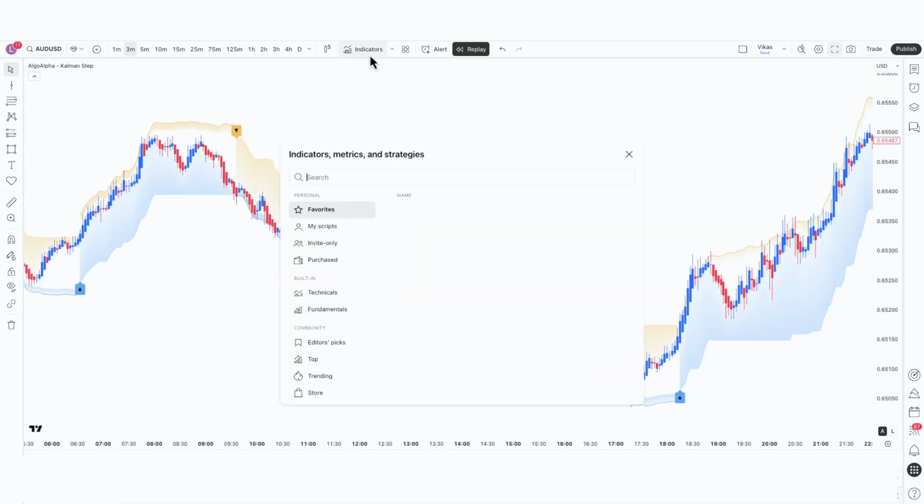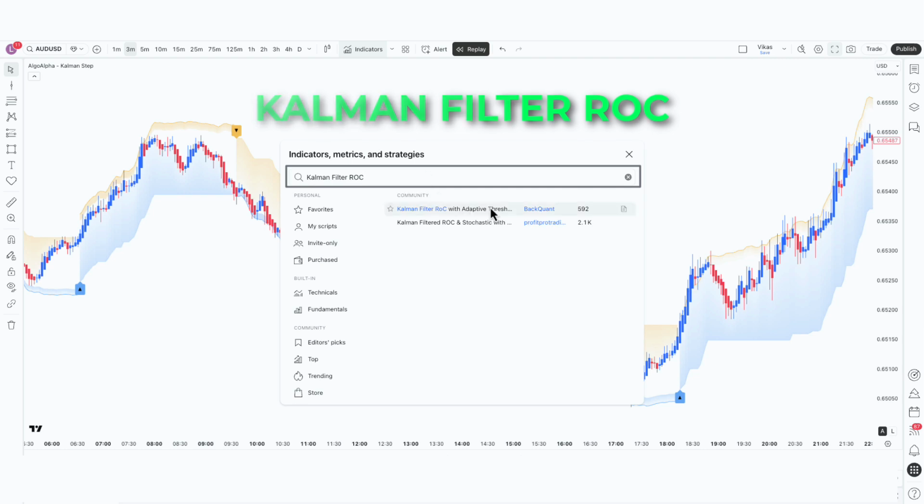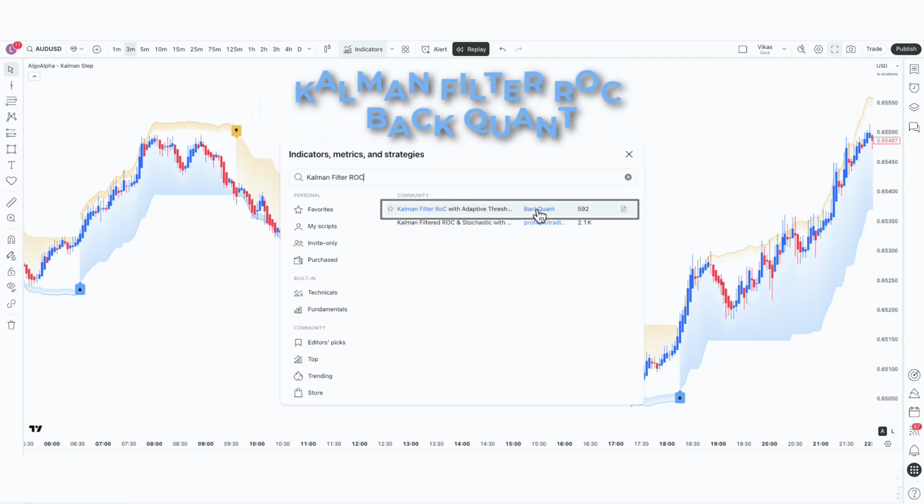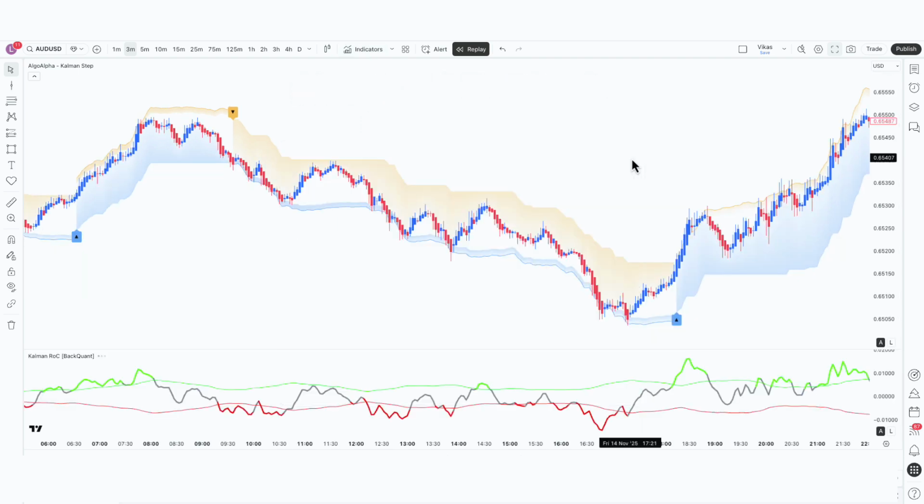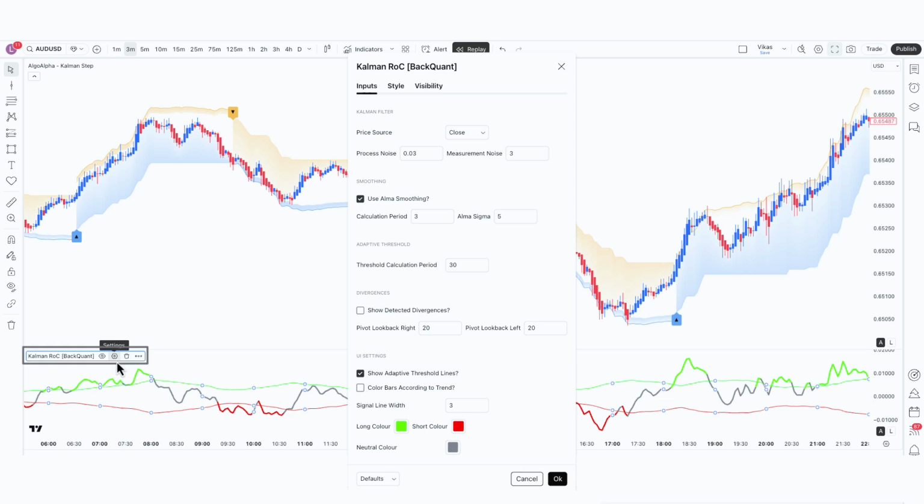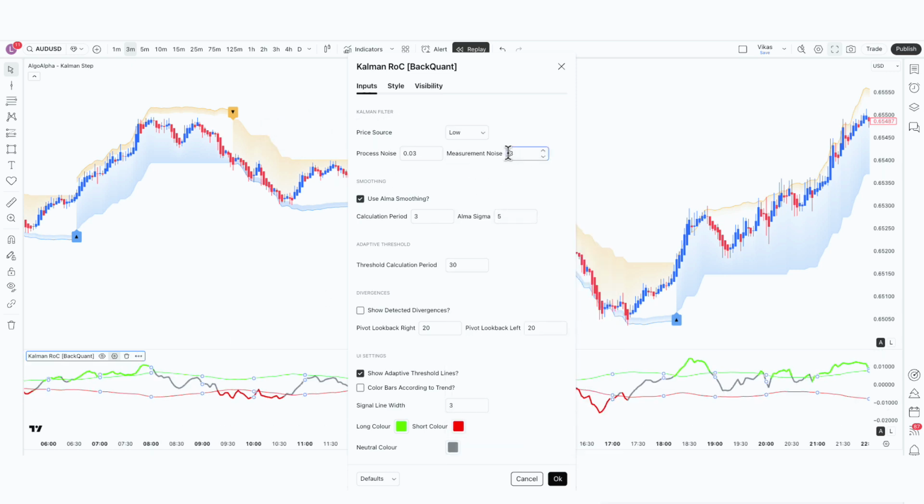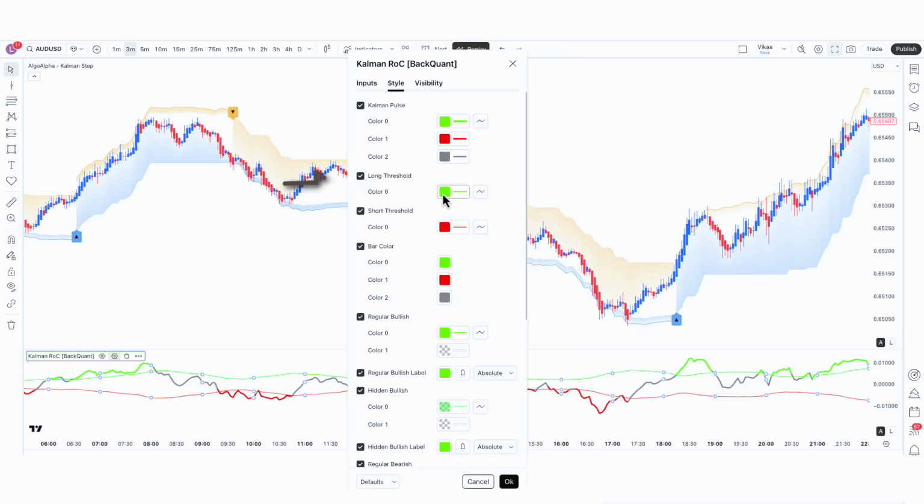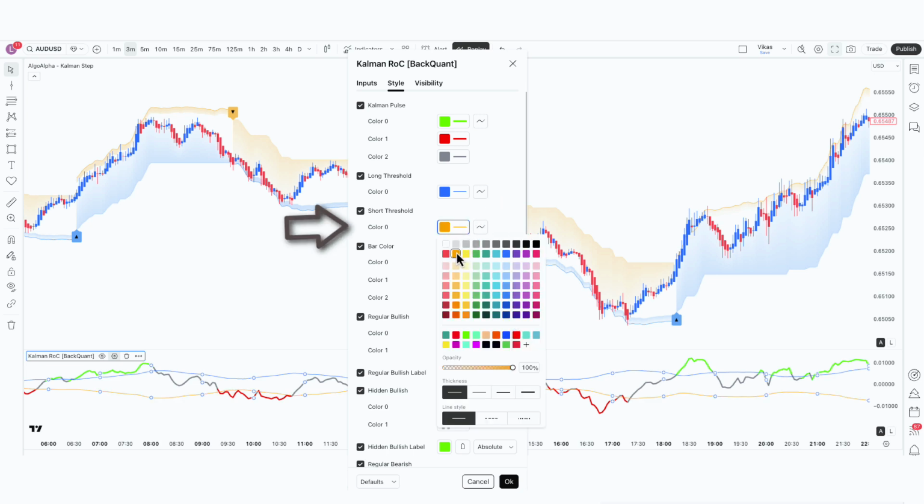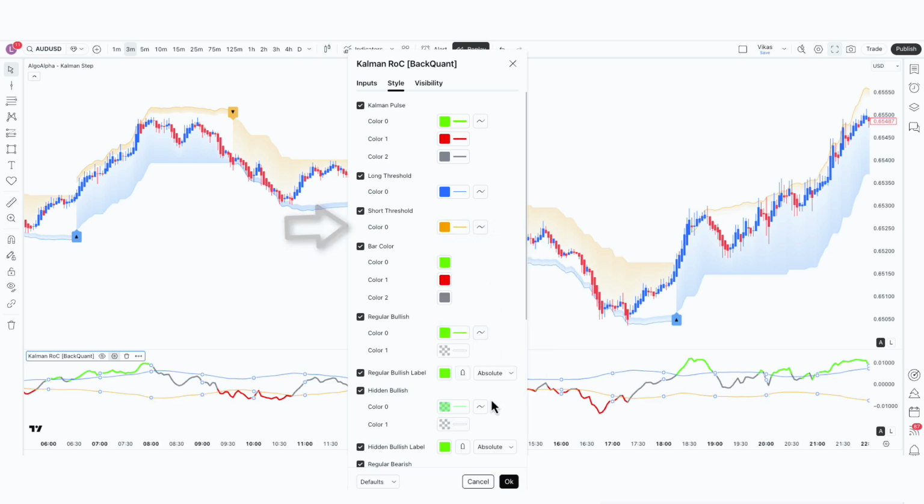Let's go to the Indicator Search tab, search Kalman Filter Rock, and select the one called Kalman Filter Rock Indicator, created by BackQNT. Now let's access the settings of this indicator so we can modify it to suit our strategy. We change the price source option from close to low, then change the measurement noise option from 3 to 5, then change the long threshold option from green to blue, and the short threshold option from red to orange. And here everything is fine after that.